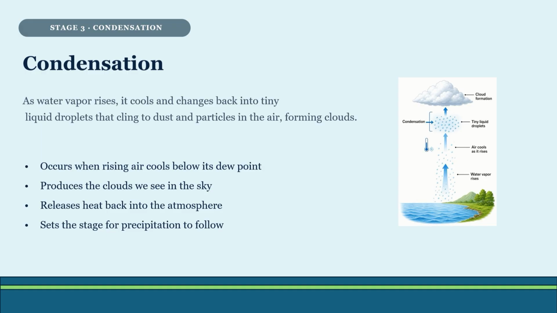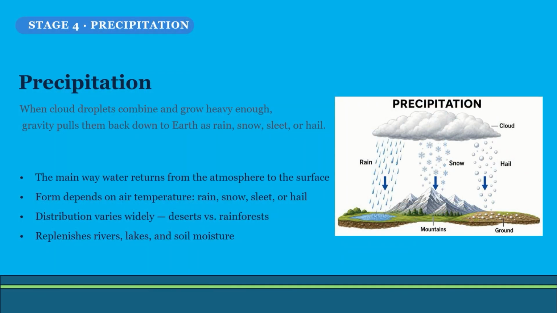So we are going to move on. The fourth stage of the water cycle is precipitation. Now, what do we mean by precipitation, or how does precipitation occur? When cloud droplets combine and grow heavy enough, gravity pulls them back down to earth as rain, snow, sleet, or hail. So precipitation simply means that when the vapor is absorbed from the surface of the sea or lake, it later changes into a condensed form.